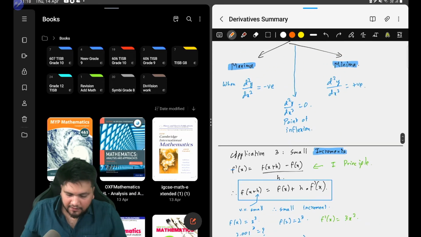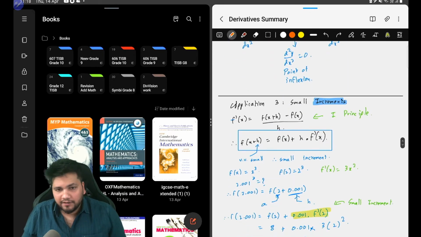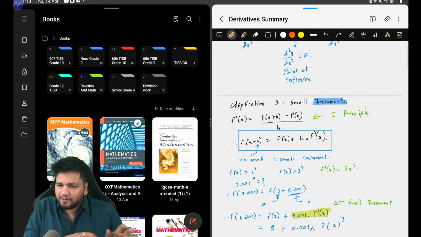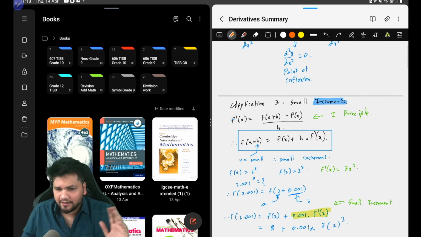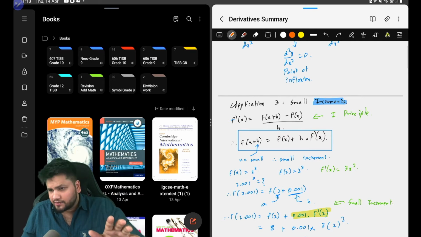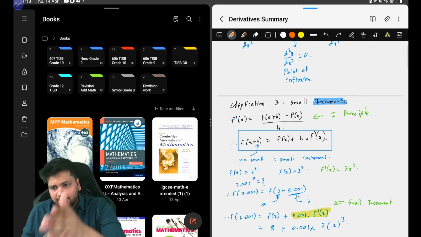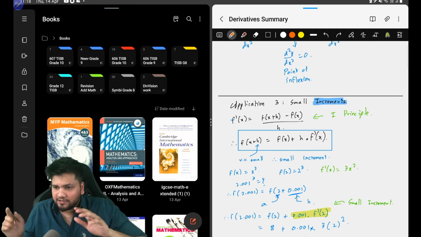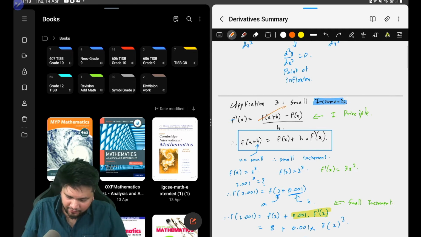Okay. Now the third application is small increment. This is something generally 1 or 2 marks question they ask you, right? Or how much is the increment or whatever, generally after that f of x. Now see, obviously everything is based on the first principle, right? F dash of x is f of x plus h minus f of x upon h. Now I just shifted here and there, so I made f of x plus h the subject.